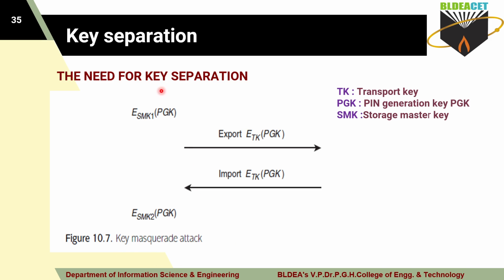So that's why, to prevent this type of attack, we go for key suppression. What does key suppression mean? For integrity purposes, the MAC key is different and the encryption key is different. The pin generation key you use for generating pins only, and you use one more key as the MAC key. Then you can prevent such types of attacks. That's why we go for key suppression.